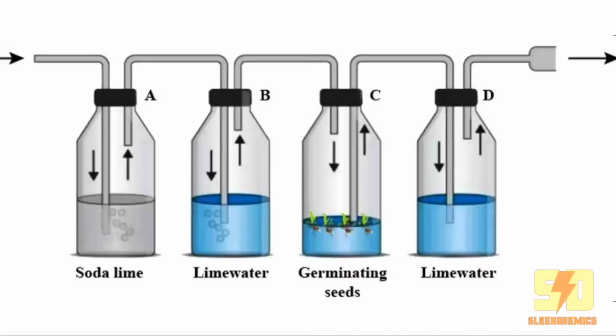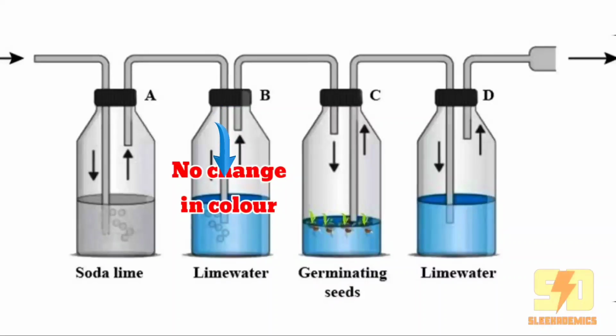Now, at the extremities of these delivery tubes, we connect suction pumps. The suction pump is used to blow air into the containers, starting from container A. And when this air passes through the soda lime, CO2 is absorbed. And then it enters container B, which contains lime water.